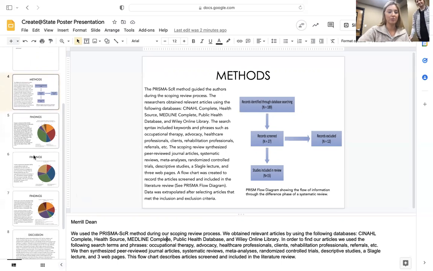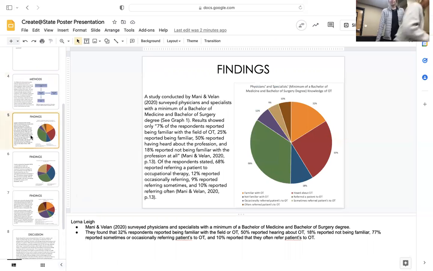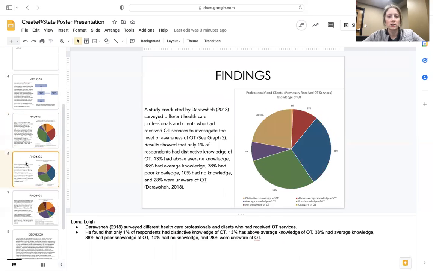Now we're going to have Lorna talk about the findings and discussion. For the first, we had Manny and Bellin in 2020. They surveyed physicians and specialists with a minimum of a Bachelor of Medicine and Bachelor of Surgery degree. They found that 32% of the respondents reported being familiar with the field of OT, 50% reported hearing about OT, 18% reported not being familiar, 77% reported sometimes or occasionally referring patients to OT, and 10% reported that they often refer patients to that profession.